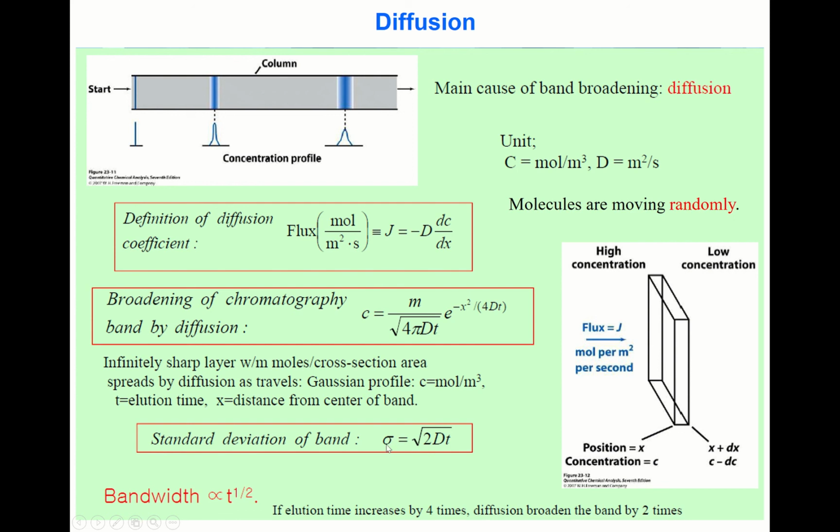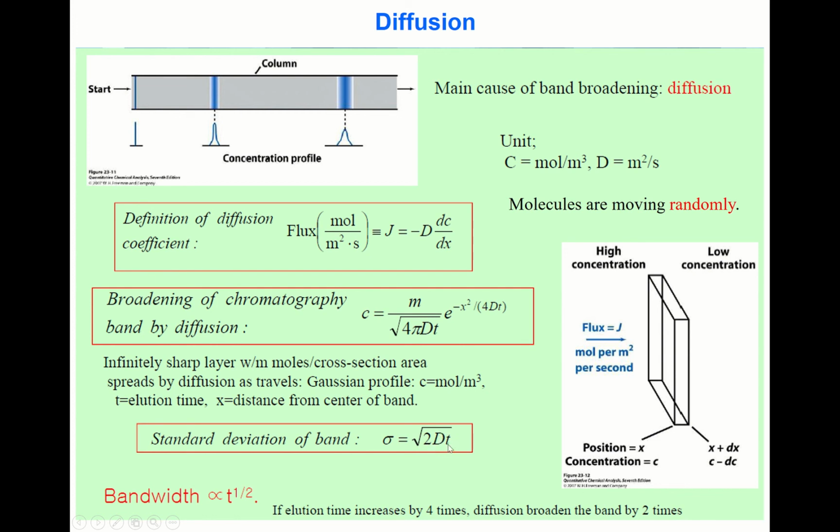This one. As I said, standard deviation of Gaussian curve equals square root of 2Dt. You memorize this one. This is very important. And sigma is given by this equation: square root of 2, the constant, D is the diffusion coefficient, and t.